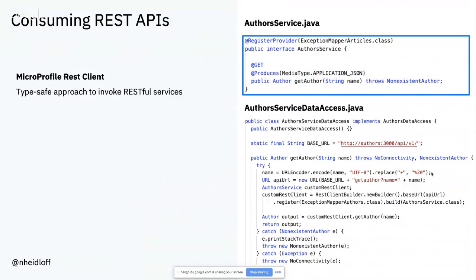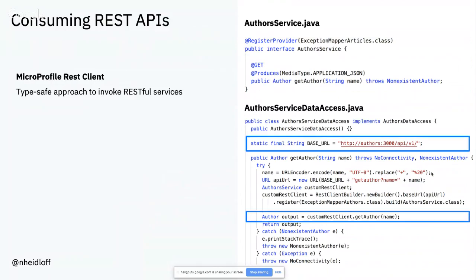Just an interface here, the public method getAuthor. And you don't have to worry about the implementation, because the implementation is provided for you more or less magically by MicroProfile, by the REST client. All you need to do here is to define the DNS name and the path of your endpoint, right? This is the first highlighted snippet.